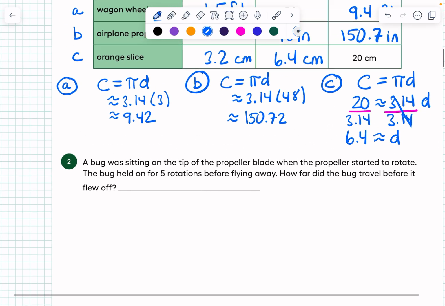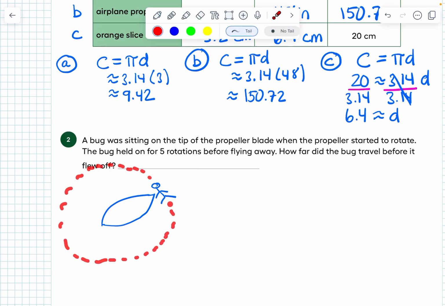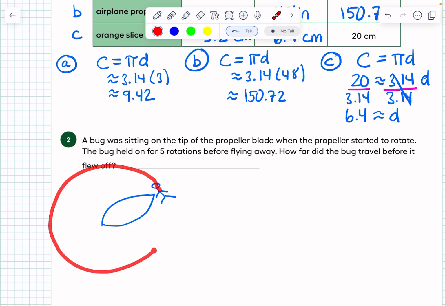All right, so let's understand something, okay? Here's the propeller wing, and there's a bug right here. That's a bad bug, I'm not a good drawer. But, you know, it's rotating around over and over, and it's rotating 5 entire times, okay? So when it rotates once around, the shape is a circle, okay?